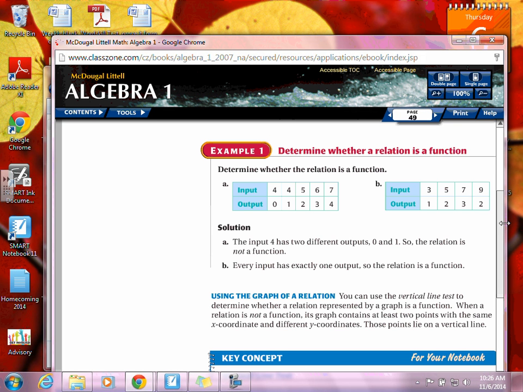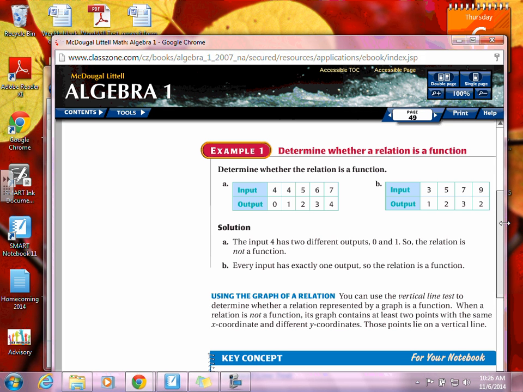So I'm going to graph this, and I'm going to go 4, 0, not 0, 4. 4, 0, 4, 1, 5, 2, 6, 3, and 7, 4. Okay, do you see that?